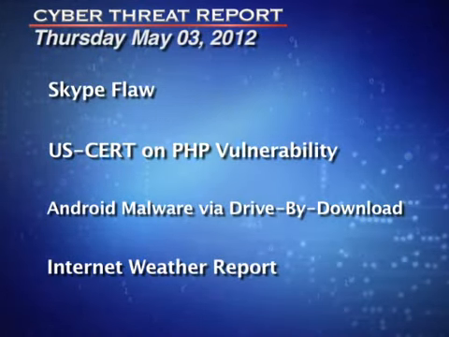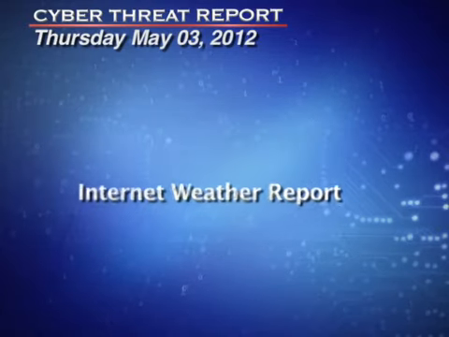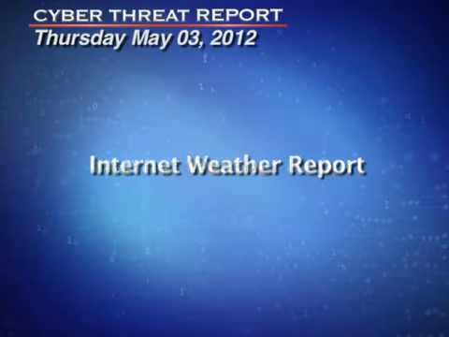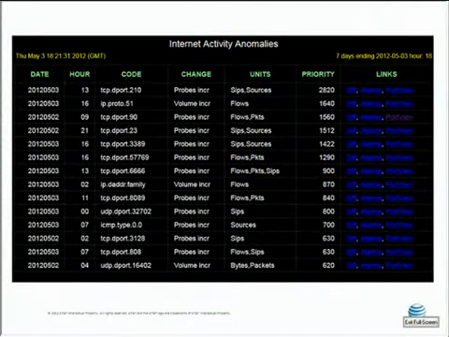Since Brian isn't here, we've got a very abbreviated Internet weather report today. This is our standard look at the Internet activity anomalies for the last 7 days. And we've talked about a lot of these in the past. TCP port 210, which we've been talking about for a few weeks, is right up there at the top. It's still going strong.